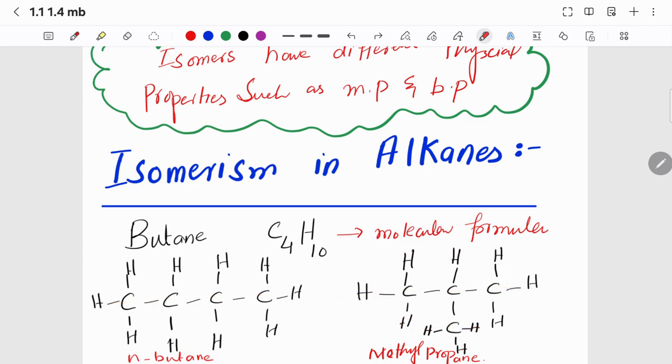So these 2 different arrangements are possible in the case of butane, and this shows that they have the same molecular formula but 2 different arrangements of the atoms. So this phenomenon is called isomerism. Let's look at another example.